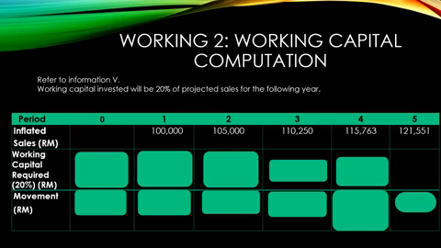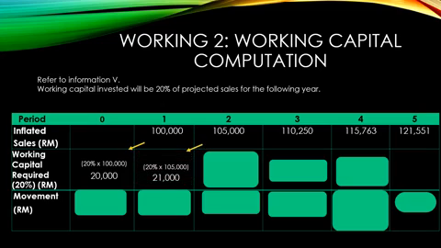Now you can compute for working capital. You need to refer to information number 5. It stated that working capital invested will be 20% of projected sales for the following year. It means that to compute for the working capital required period 0, the amount will be based on the inflated sales of year 1. So for working capital required period 0, the amount will be 20,000 ringgit. That is 20% you multiply with 100,000 ringgit. For year 1, the working capital required will be 21,000 ringgit. That is 20% you multiply with 105,000 ringgit.